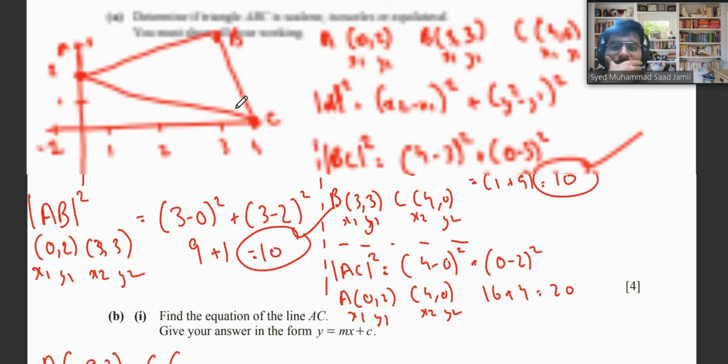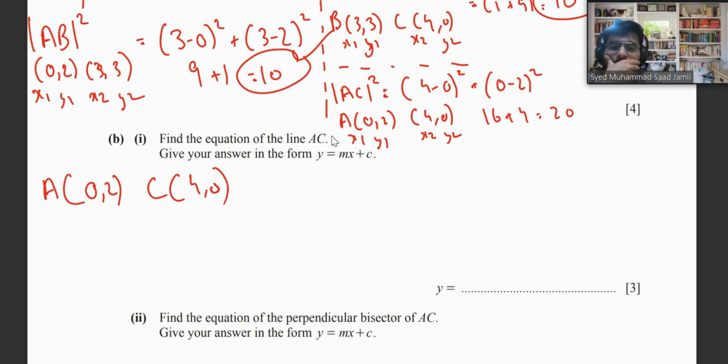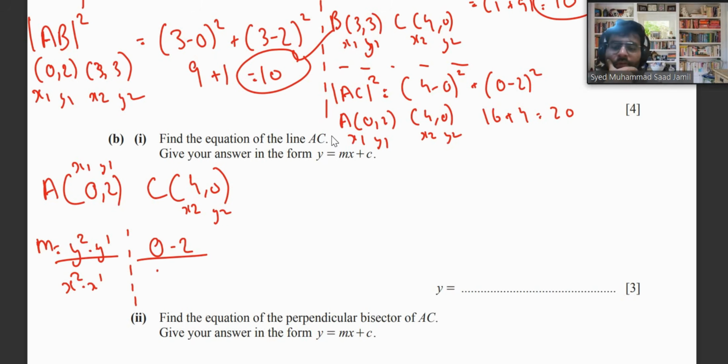C is how much? 4 comma 0. First, whenever we are finding an equation, we write the gradient. x1 y1 x2 y2. Gradient is y2 minus y1 upon x2 minus x1, which is 0 minus 2 upon x2 minus x1, 4 minus 0. This turns out to be minus 2 upon 4, which turns out to be minus 1 upon 2.